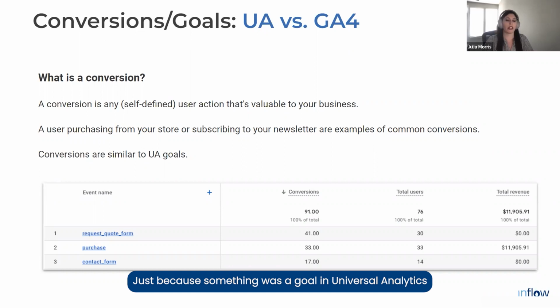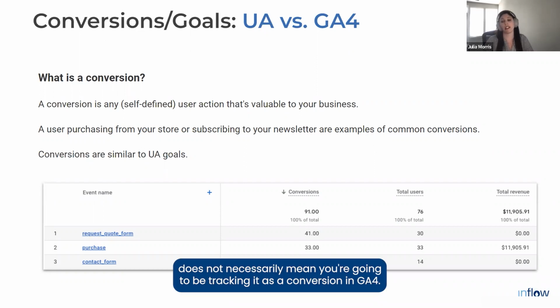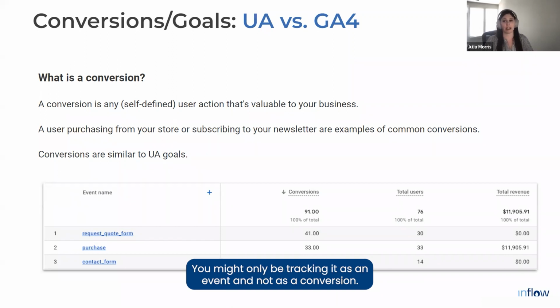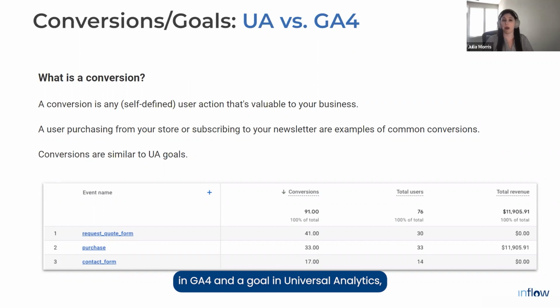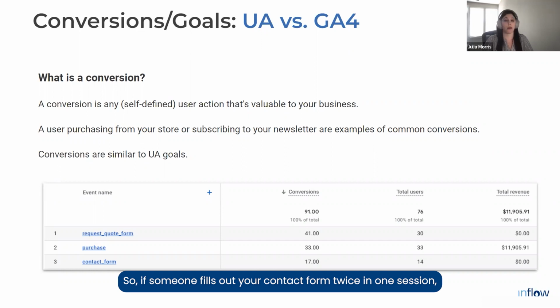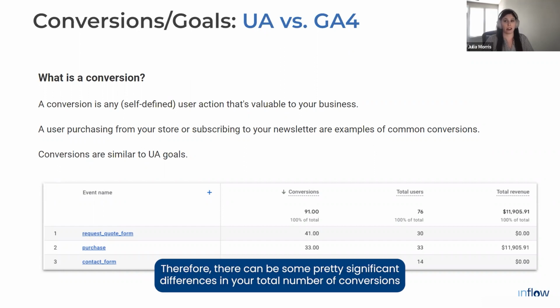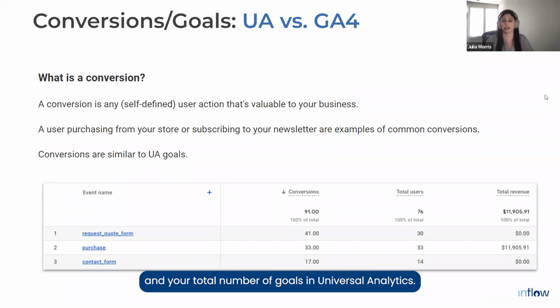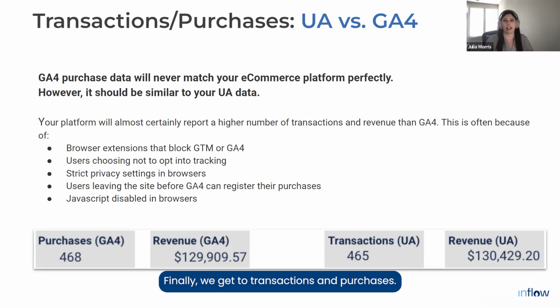Just because something was a goal in Universal Analytics does not necessarily mean you're going to be tracking it as a conversion in GA4. You might only be tracking it as an event and not as a conversion. Additionally, even if you are tracking the same event as both a conversion in GA4 and a goal in Universal Analytics, they won't necessarily line up one-to-one. GA4 removed the restriction on a goal firing more than once per session. So if someone fills out your contact form twice in one session, Universal Analytics will likely only count that once, while GA4 is going to count this twice. Therefore, there can be some pretty significant differences in your total number of conversions and your total number of goals in Universal Analytics.